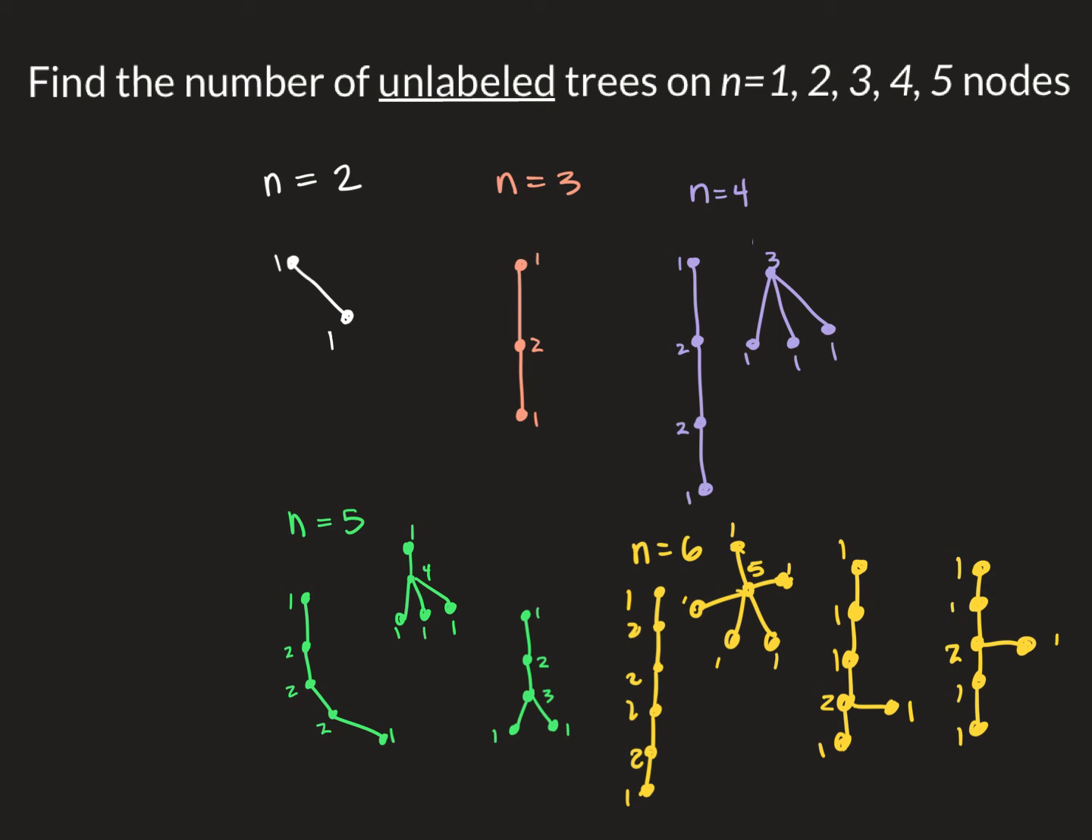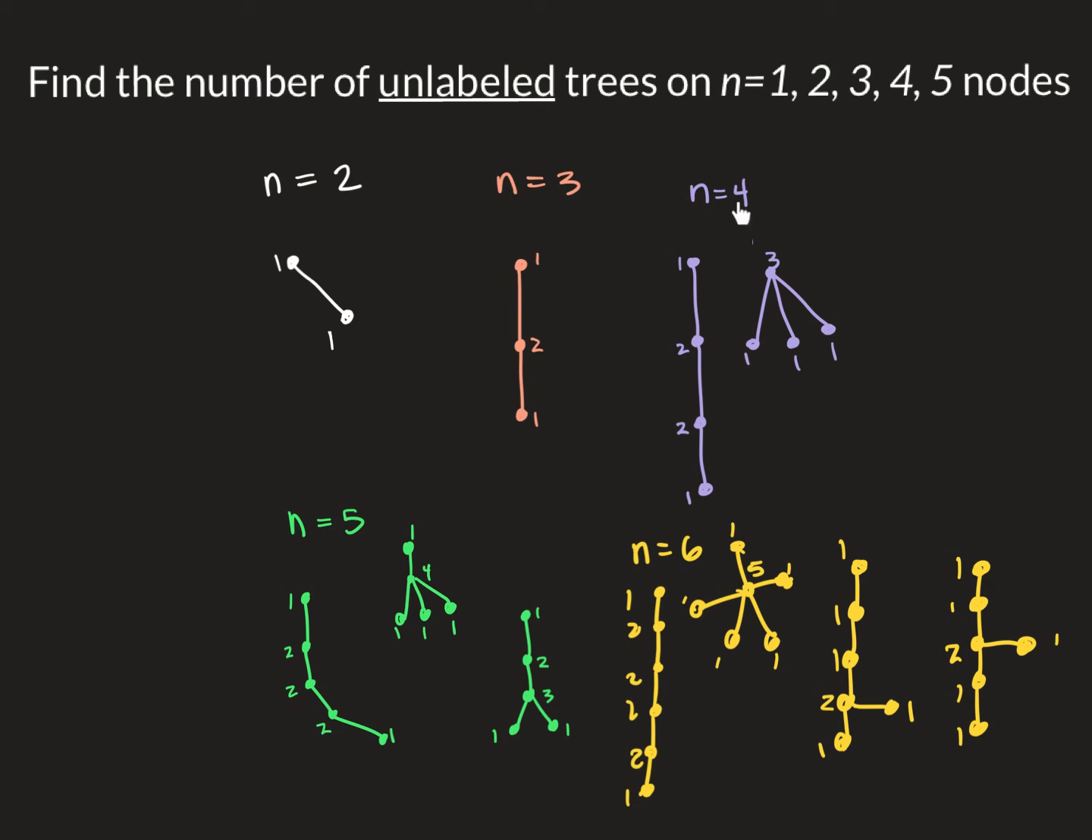For n equals 1, it's literally just a dot, so there's one of them. N equals 2, there's only one. N equals 3, there's also only one. Occasionally I will get people being like, no, but what about this one? But these two graphs are isomorphic, because you can imagine this edge just kind of flipping up here, and then you'd end up with the same graph.